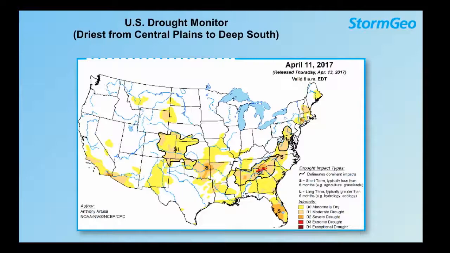Here's our soil moisture as far as drought conditions. You can see anywhere that yellow shading that represents enhanced risk for some drought conditions, particularly from Kansas over towards the northern deep south.